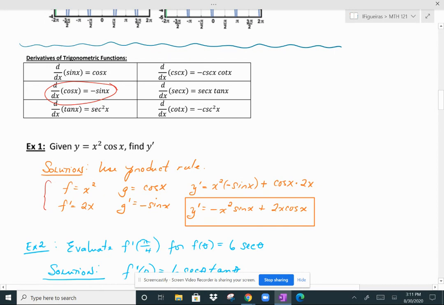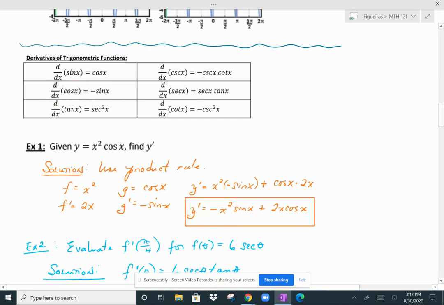So I did f g prime plus g f prime, and then I just put the negative in front of the first term, because the whole thing is negative, so it's negative x squared sine of x plus 2x cosine of x, and you are done with that problem.